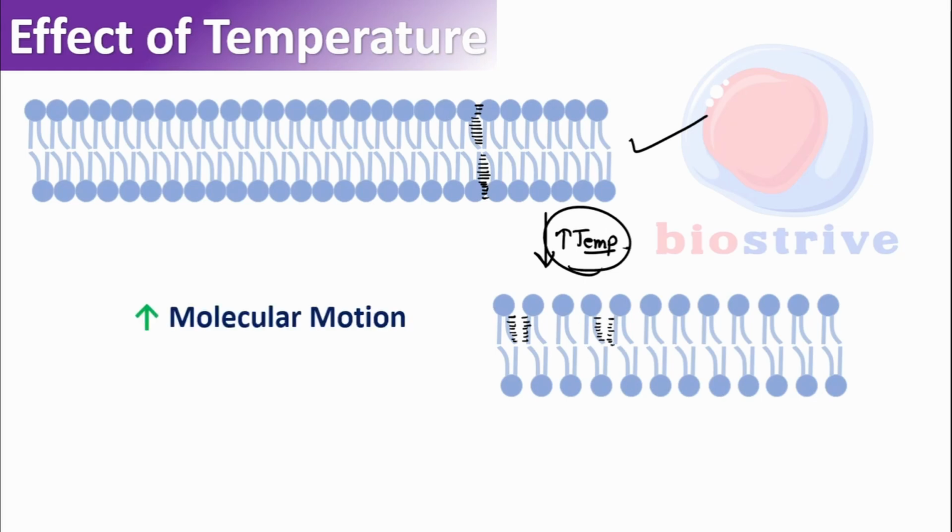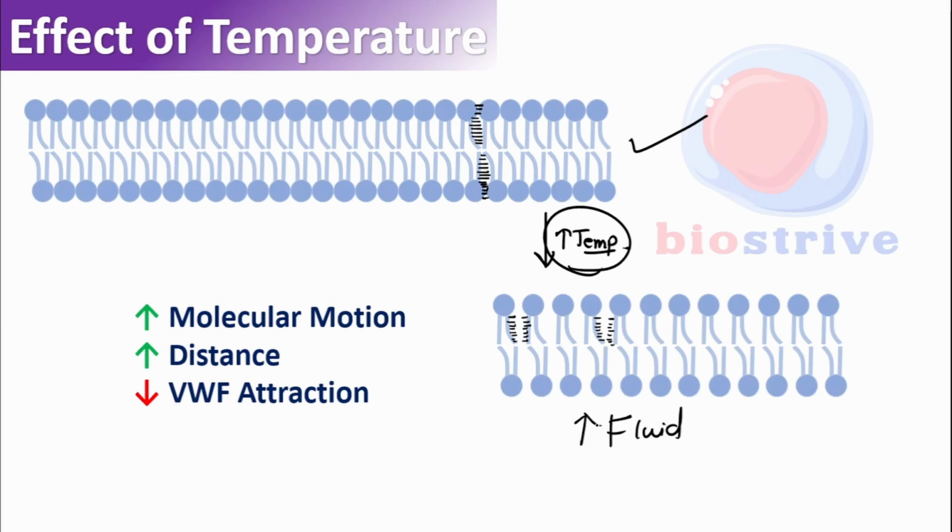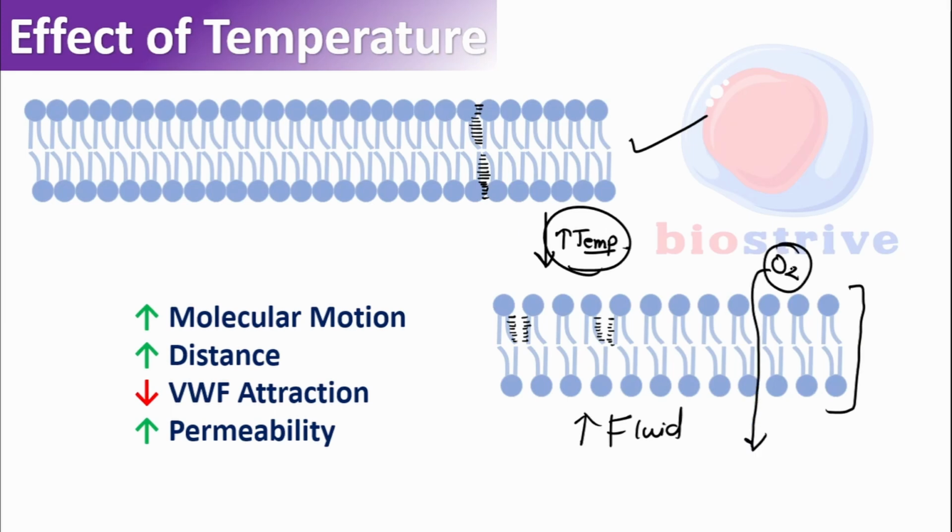Molecular motion is increasing, the distance will be more, and van der Waals forces of attraction will be less. So membrane will be more fluid. The fluidity increases with increase in temperature. Alright. To move on to other properties of membrane, we will assume that we are keeping the temperature constant to better understand the concepts further. At constant temperature, if we increase the distance, there will be more space between two phospholipids. So permeability of membrane for gases, for smaller molecules, for water will also increase.